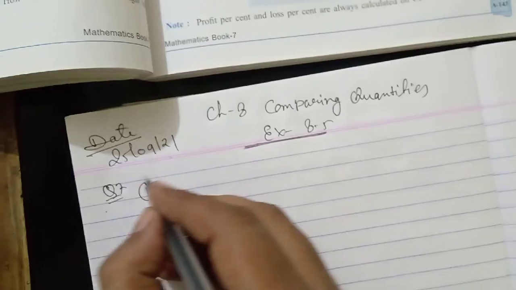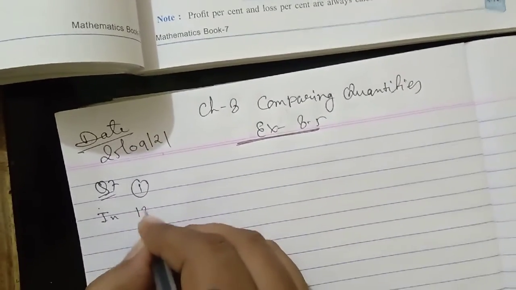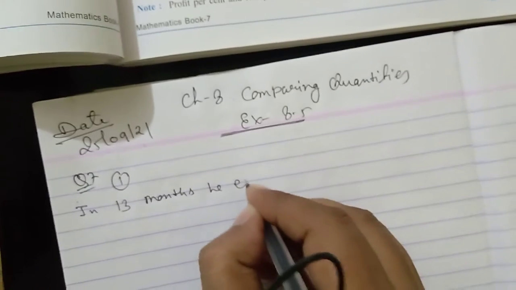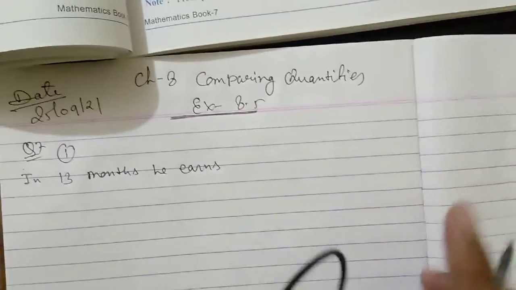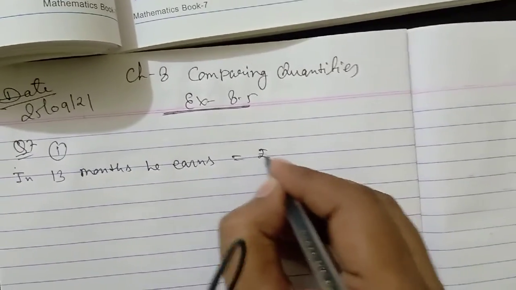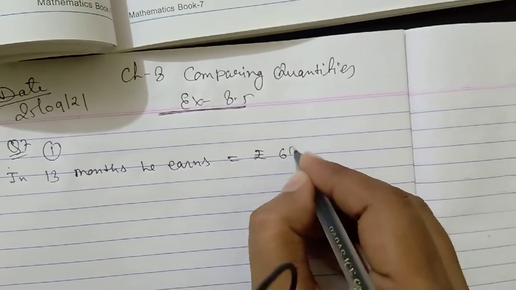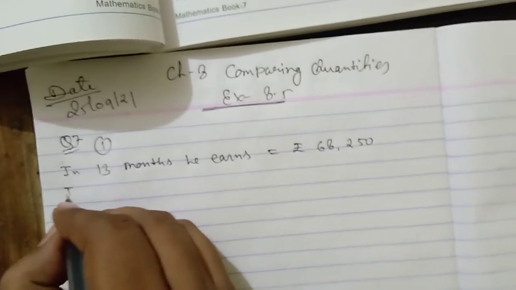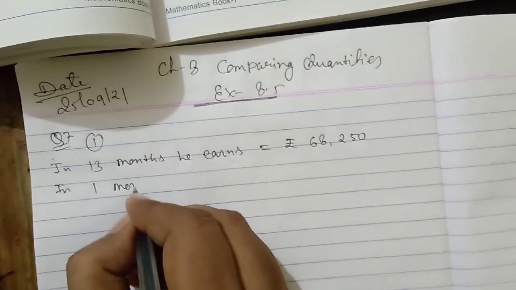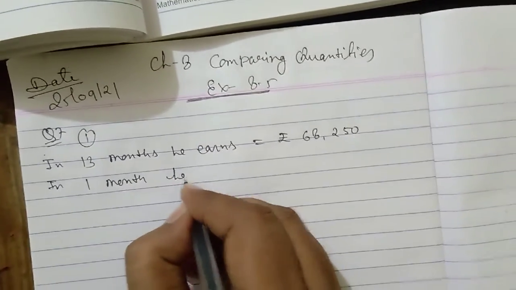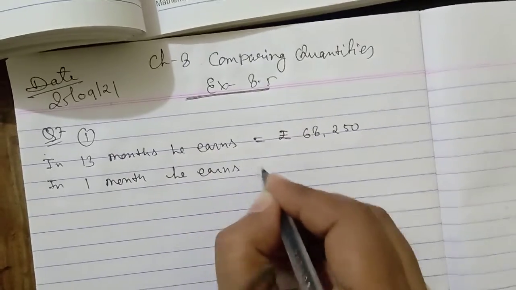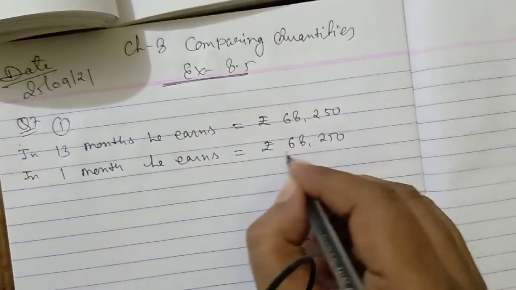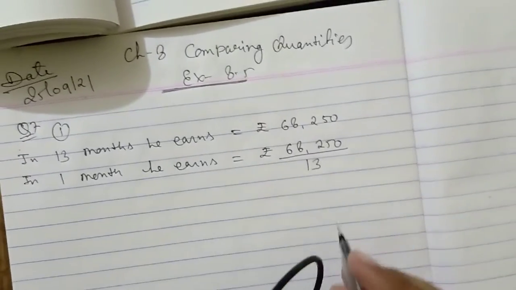Okay, so first of all, I will solve part 1. In 13 months he earns 68,250 rupees. So in 1 month he earns 68,250 divided by 13.